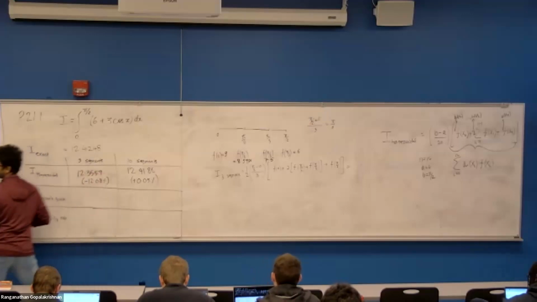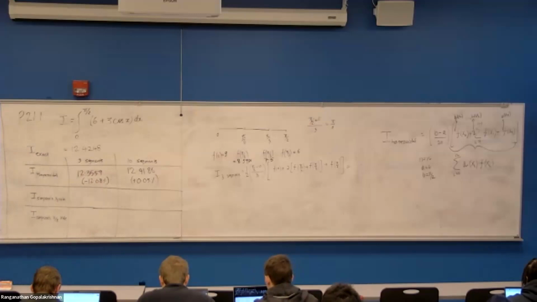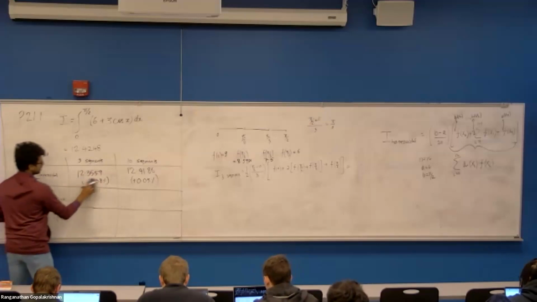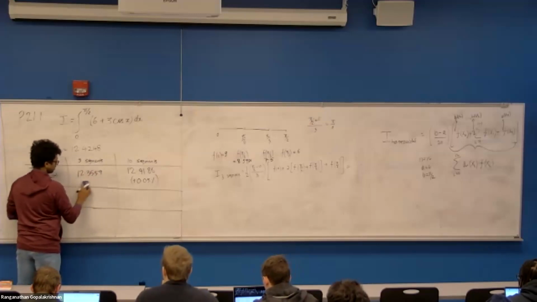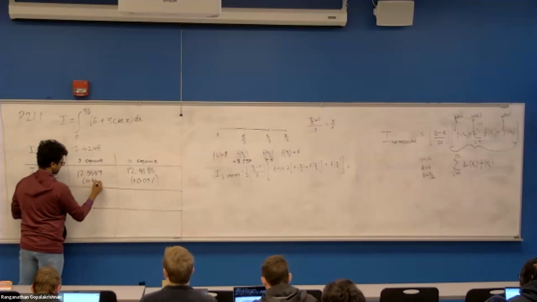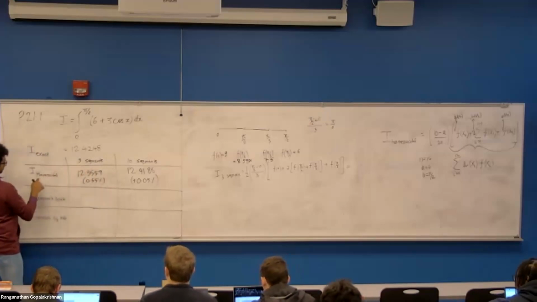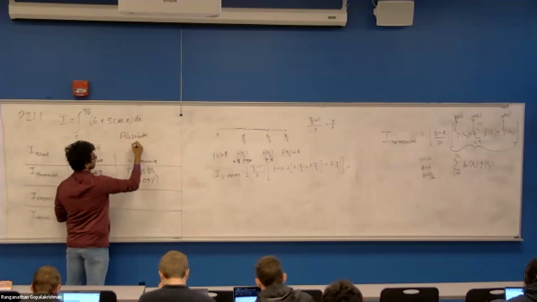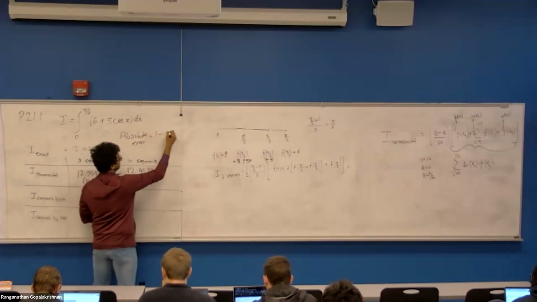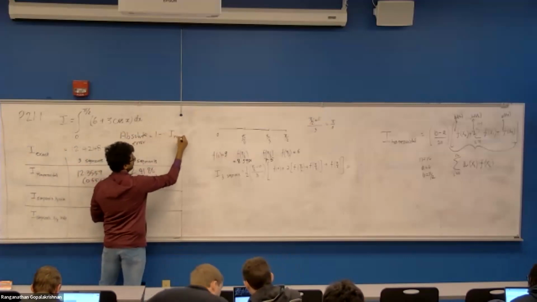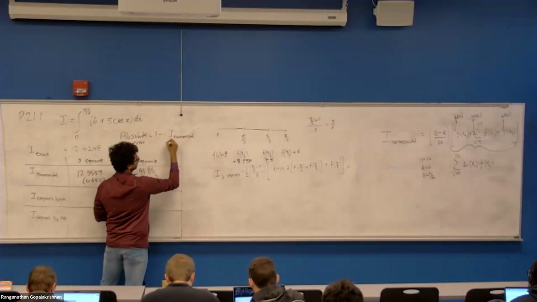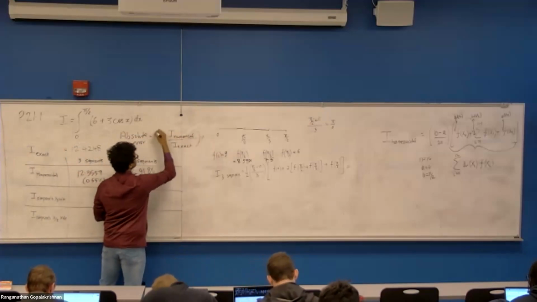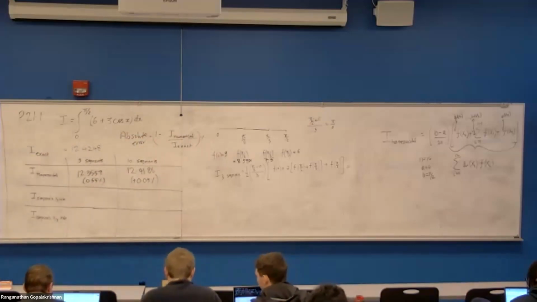12.3559, and the error, how will you compute the exact error? It's just the absolute error, which is equal to 1 minus I numerical, or the estimate you get from a formula, divided by I exact, expressed as a percentage. All right, time to move on.